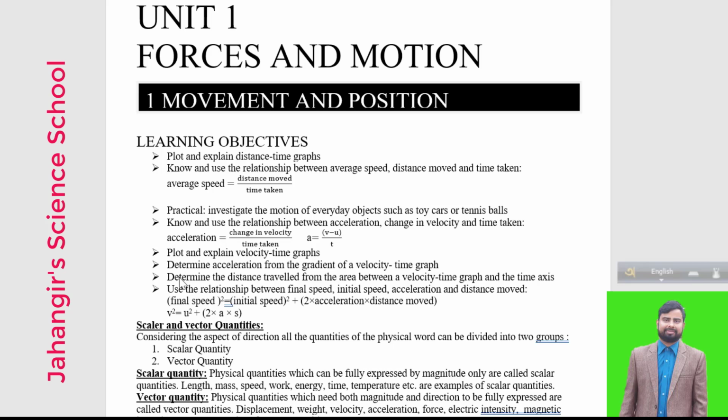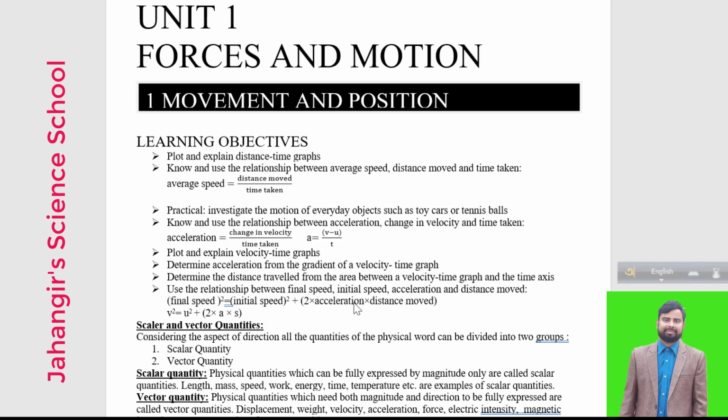After finishing this chapter, you will plot and explain the velocity time graphs, and determine the acceleration from the gradient of the velocity time graph. So if we want to find out the acceleration, then we have to calculate the gradient of the velocity time graph. Determine the distance traveled from the area between the velocity time graph and the time axis.